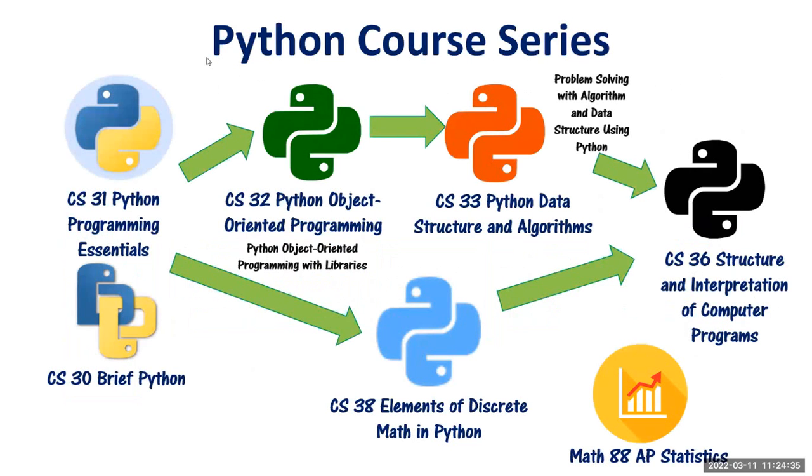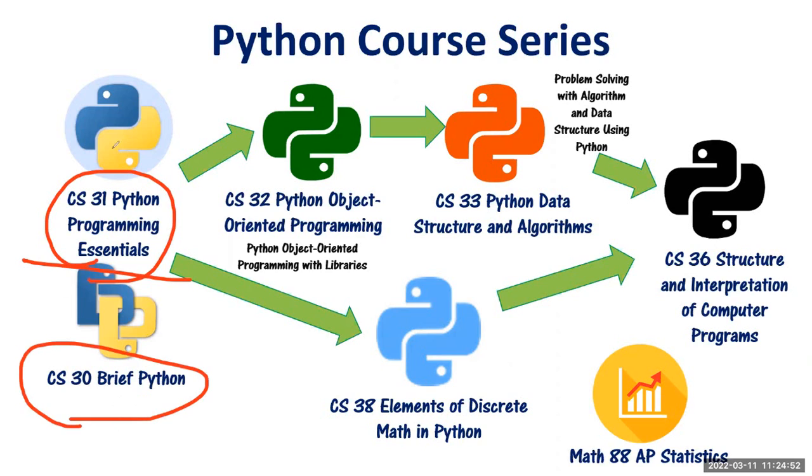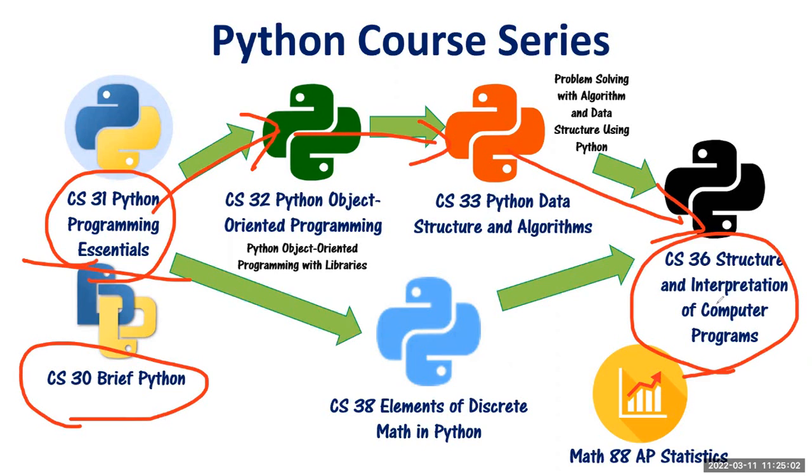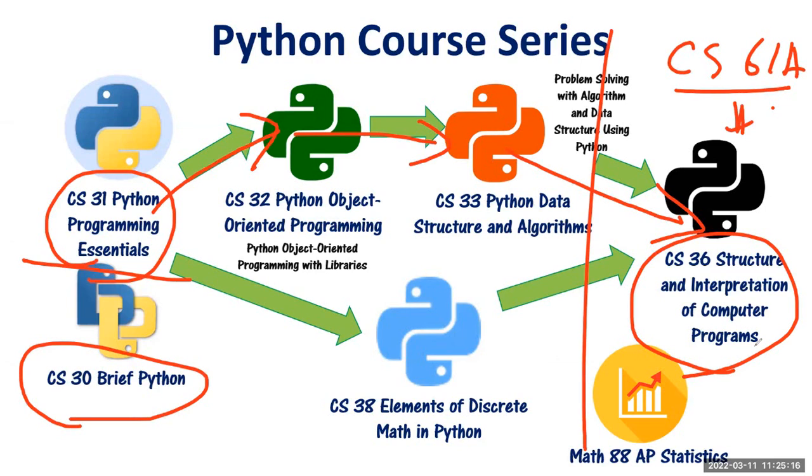And then for the Python programming course, we do offer CS 31 and 30. These two courses are similar, except that CS 31 is more program structure and data structure oriented, and 30 is more data science oriented. So as soon as you take the 31, then 32, object-oriented programming, and 33, data structure, and 36, structure and interpretation of computer programs. This 36 course is the CS 61A equivalent course at Berkeley. So basically you do not need this one in high school, but if you are interested, we can give you the study course for self-study.